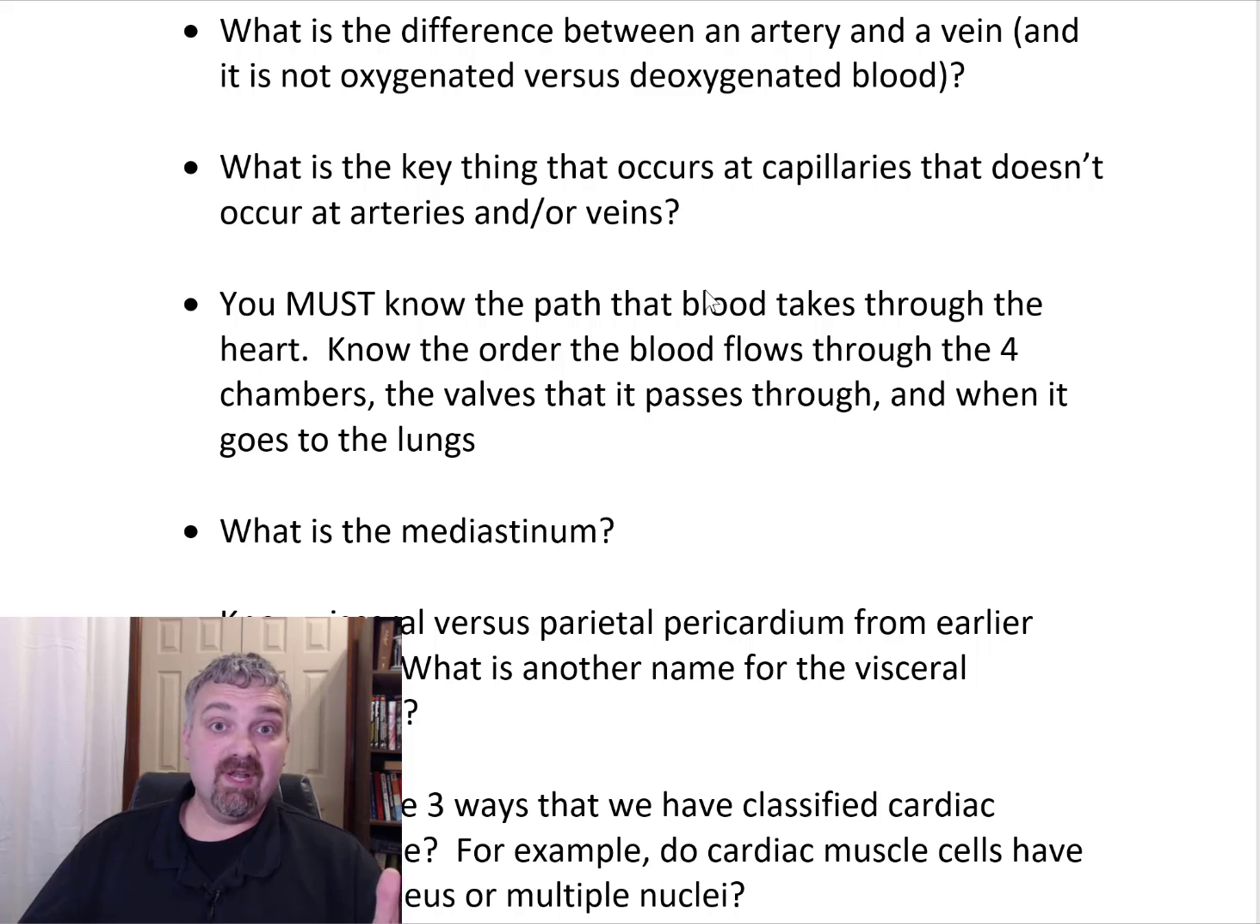You have between 60 and 100,000 miles of blood vessels in your body, give or take. It takes about 10 miles of new blood vessels to make a new pound of muscle, maybe 7 miles to make a new pound of fat. So obviously you have tons and tons of blood supply. Almost all of that is capillaries, where we're transporting things across the capillaries to your cells and back. All right, so that's the key thing that occurs at capillaries.